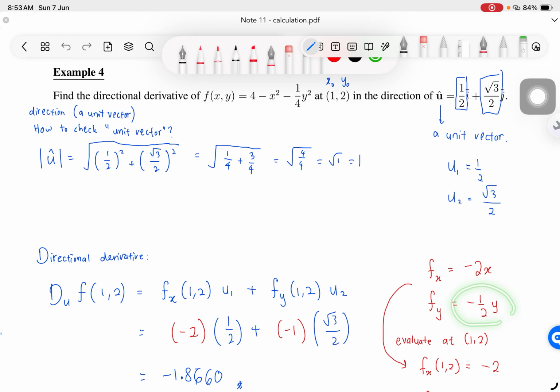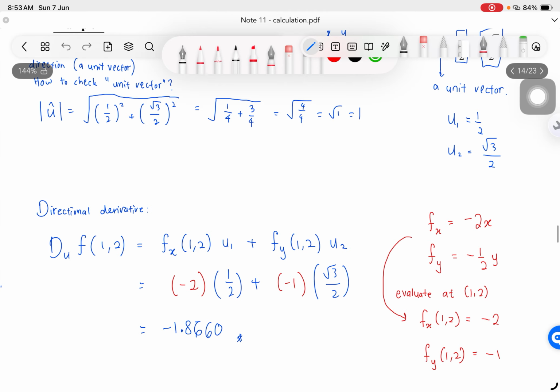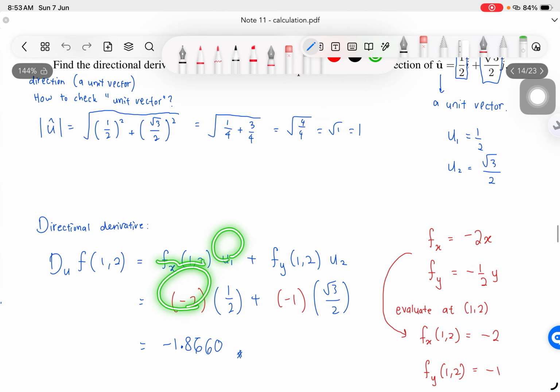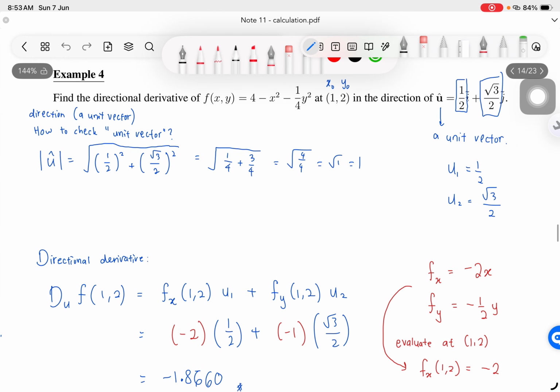So now we need to find these at the point 1, 2. So what you need to do is substitute this point inside this one, so you obtain this one. Okay, so now you just need to substitute. So fx(1, 2) is equal to negative 2, and u1 here, how to get u1? u1 comes from the unit vector here.